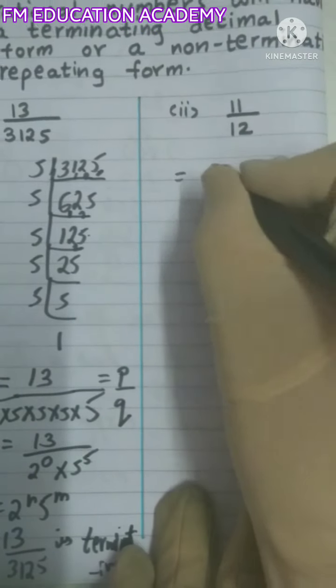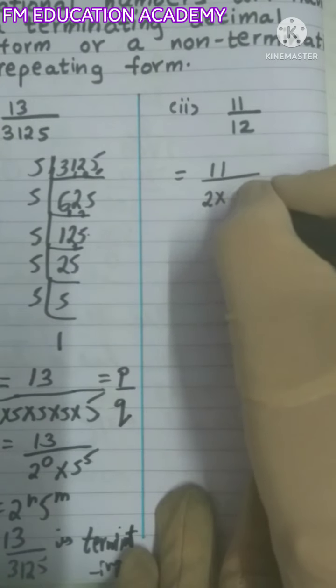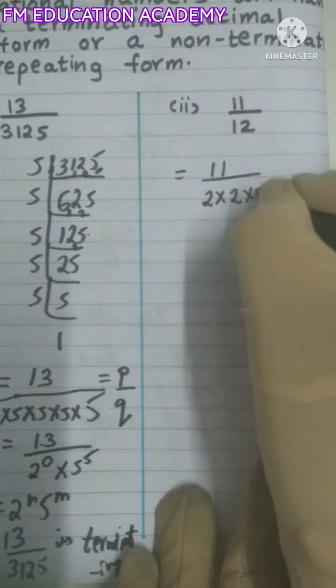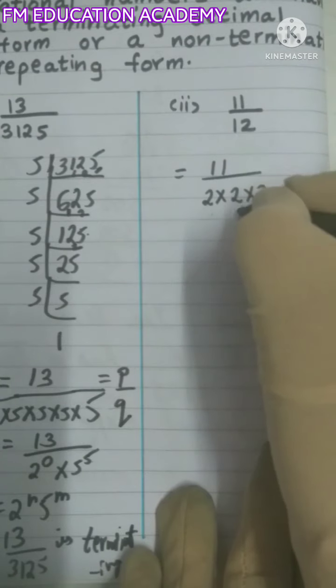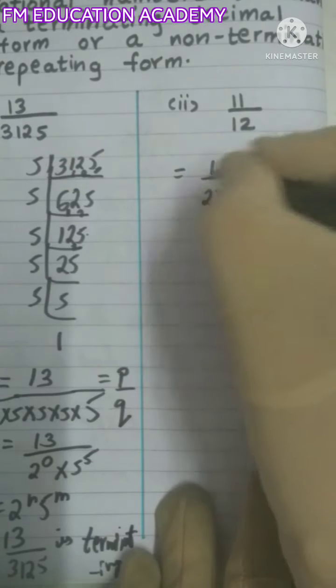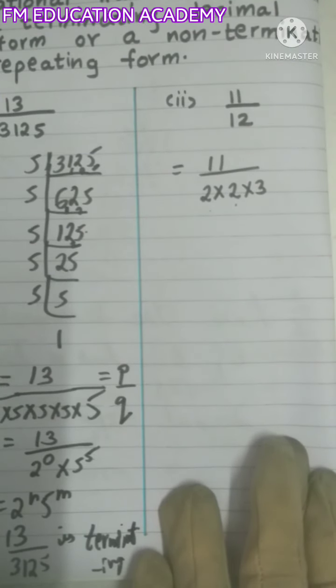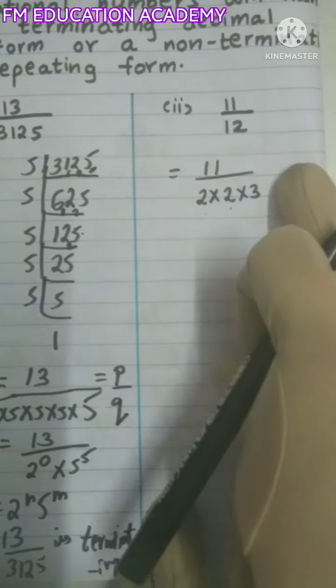Okay. Similarly, find out 11 by 12. We know 12 can be written as 2 6s are 12. So 2 into 6. How can we write 6? 2 into 3. So 12 is 2 into 2 into 3. If you do prime factorization, also you will get the same answer. Now here if you observe in this question, we don't have any 5. Do we have any 5? We don't have any 5.